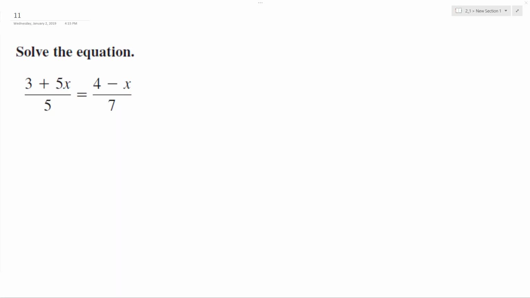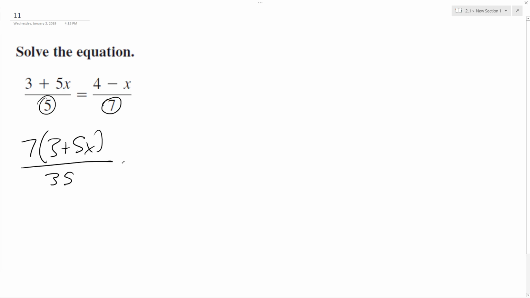Right, we wanted to solve the following equation for x. So first thing we need to do is get common denominators on both sides. The only common least common denominator that 5 and 7 share is 35. So left side, I'm going to multiply by 7. We get 3 plus 5x over 35 is equal to, and then the right side by 5 to get 37 on the bottom.